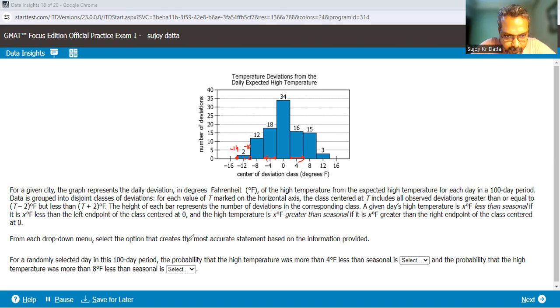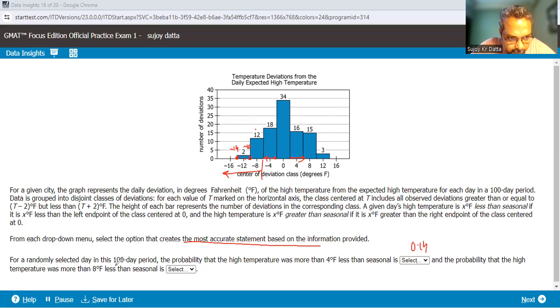From each problem, select the option that creates the most accurate statement. For a randomly selected day in its 100-day period. Okay, so these are number of days, I guess. So 34, 34, 68, 27 would be 95 and 5. The probability of the high temperature being more than 4 degrees Fahrenheit less. So that means from here onwards, probability would be 12 plus 2, 14, 14 over 100, 0.14.